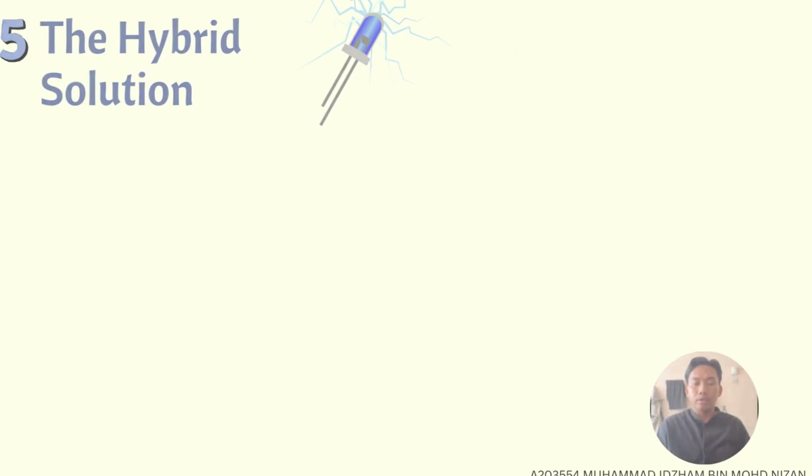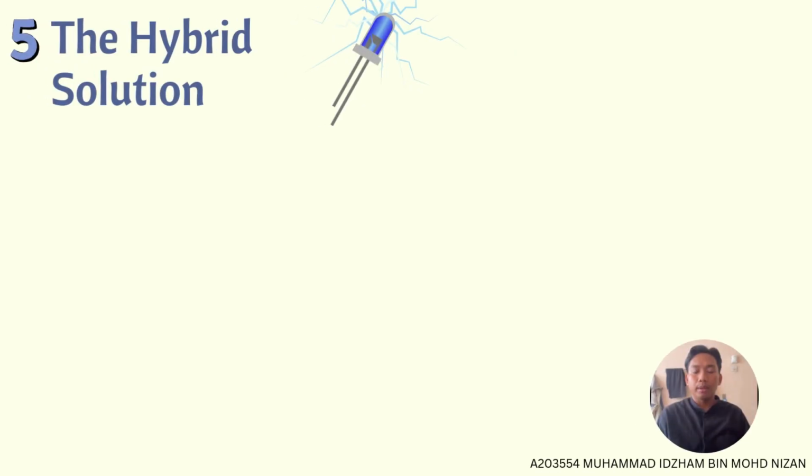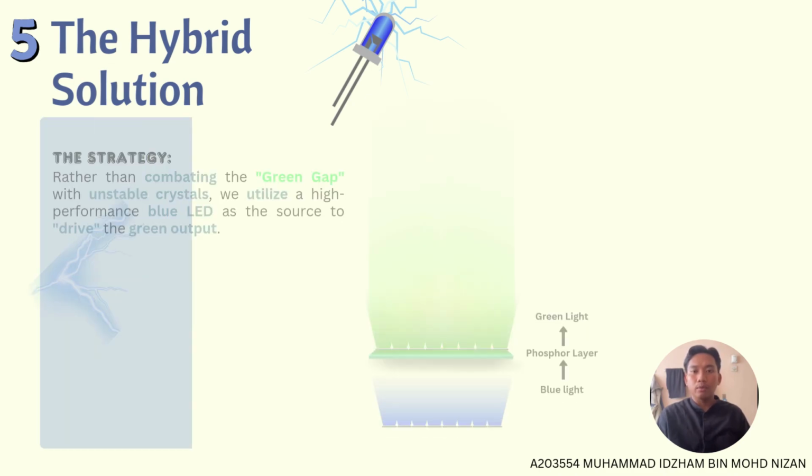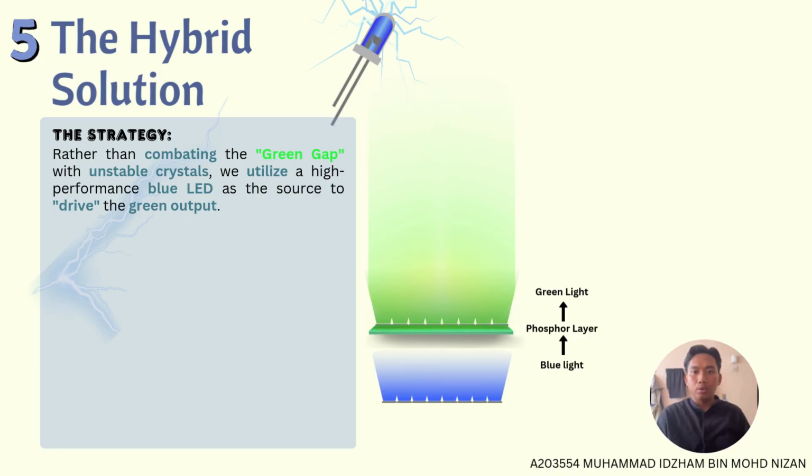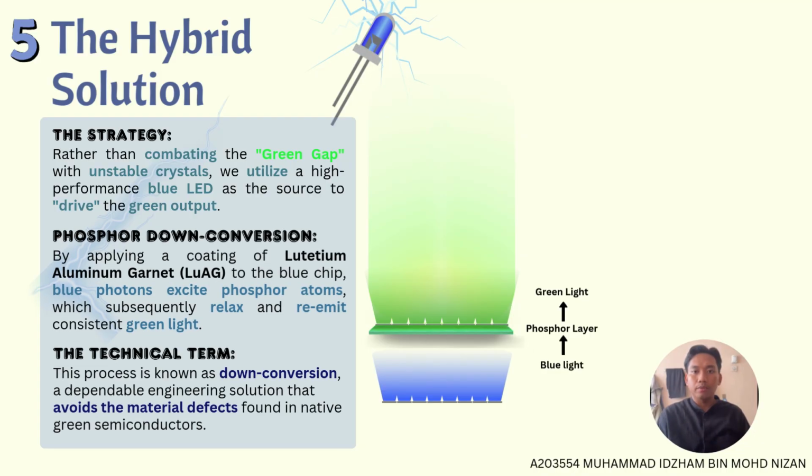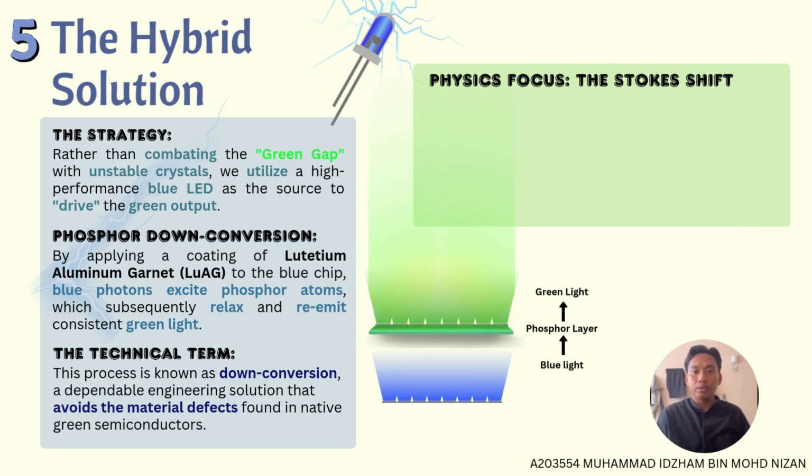Industry standard for bypassing the green gap. Instead of struggling with unstable high indium crystals, we utilize a high-performance blue LED engine. By applying a coat of advanced narrowband phosphor, we initiate a process called down conversion. This converts high-energy blue photons into consistent, vibrant green light. The physics here is governed by the Stokes shift, following the equation E equals hc over lambda.